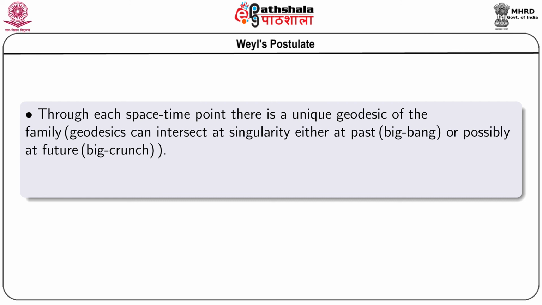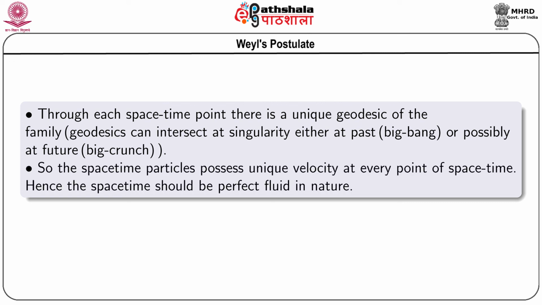What does it state? That through each space time point there is a unique geodesic of the family, and these geodesics can intersect at a singularity either in the past, that is the Big Bang, or possibly in the future, that is a big crunch. So, the space time particles possess unique velocity at every point of space time, and hence the space time should be perfect fluid in nature.